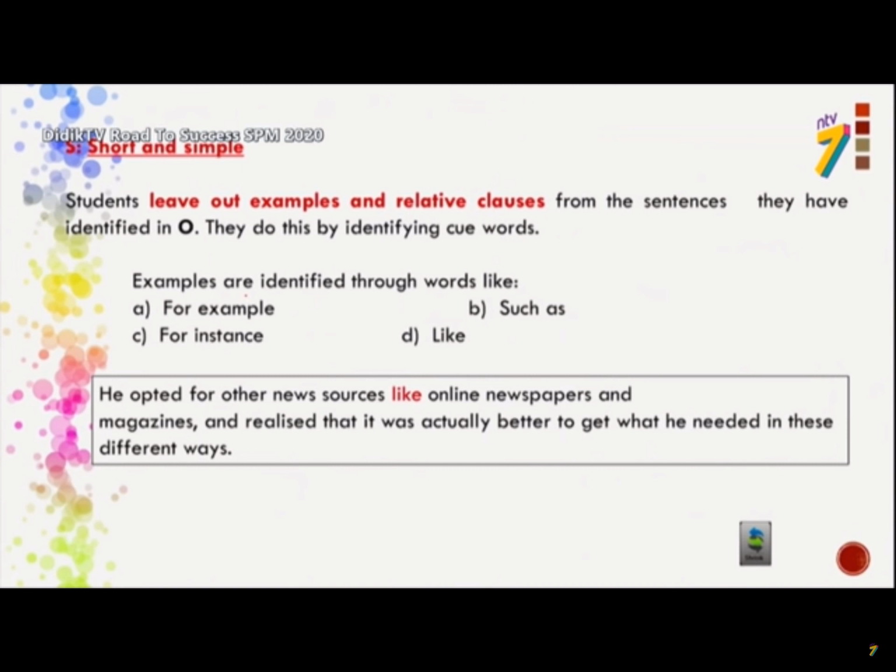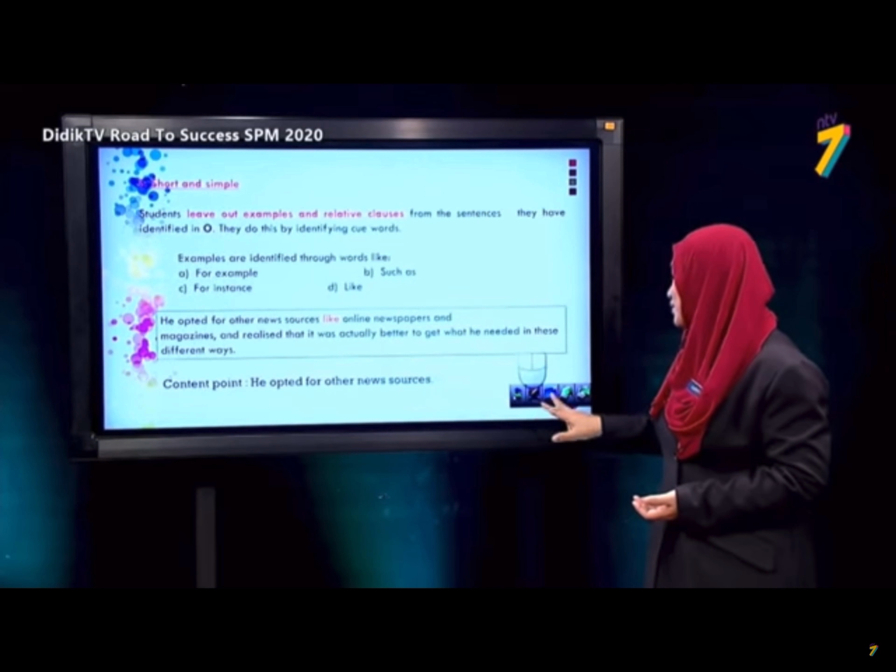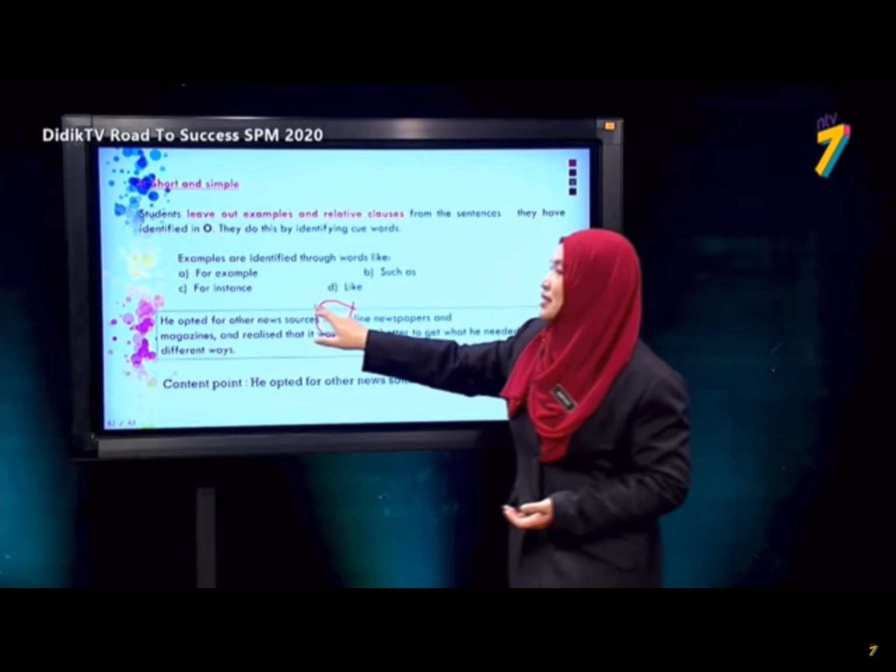He opted for other news sources like... So like is one of the signals of examples. Okay, so you will cancel that one out. We just cancel it, then how is the sentence going to be? So this is the final version. Because these are all examples. The keyword here is the word like, right? So this is the example telling you this is an example.